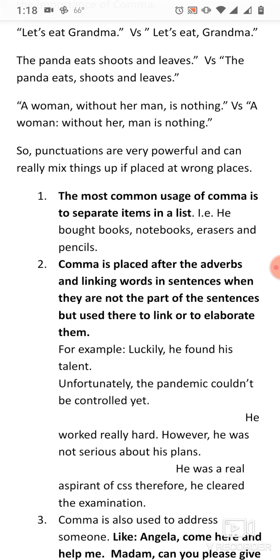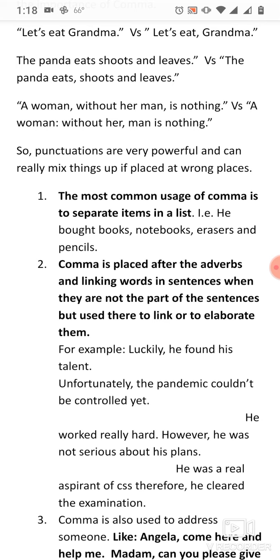Such a powerful punctuation. So the punctuations are very powerful and can really mix things up if placed at wrong places. So we should understand where to place these punctuation marks as we are doing the comma today. So let's discuss some of the uses of the comma.